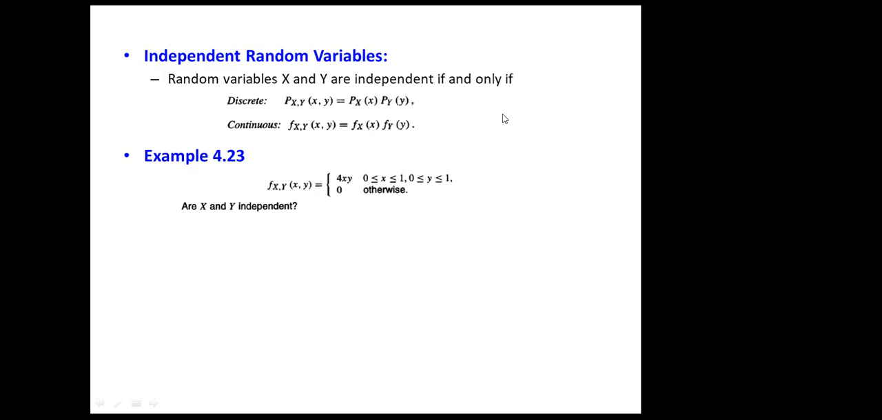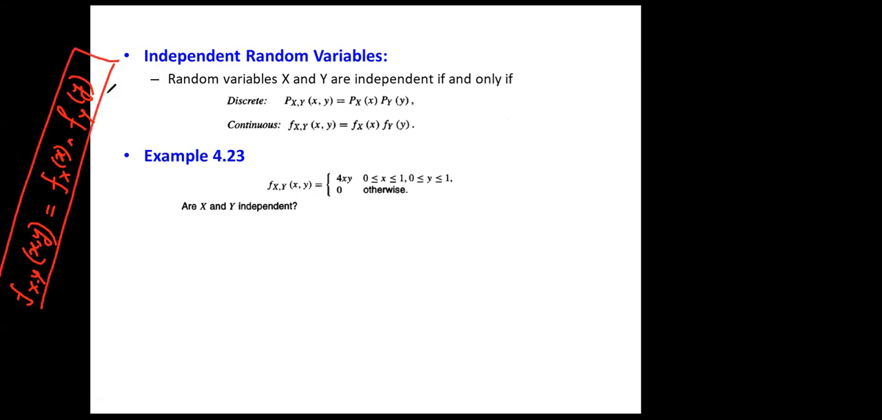So we know that for finding independence, we need to check this formula: f of x, y has to be fx times fy. This has to be true for X and Y to be independent. Remember one thing, that we already have this joint PDF. It is already given.